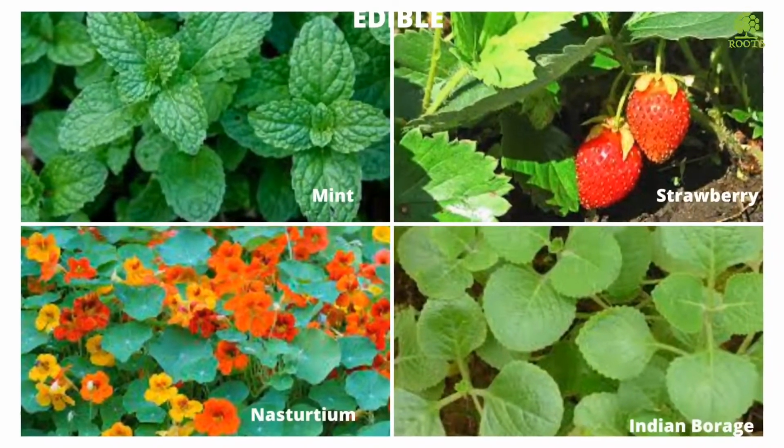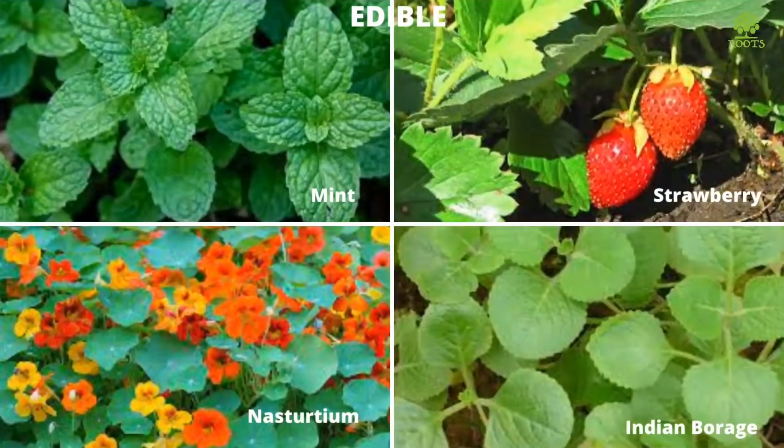The first layer is the ground cover. As the name suggests, this layer covers the surface of the soil or the ground. These plants can be a few inches tall to about a foot tall. Some great examples of edible ground covers include mint, strawberry, nasturtium, Indian borage. Even plants like coriander, spinach and lettuce are great edible ground covers.